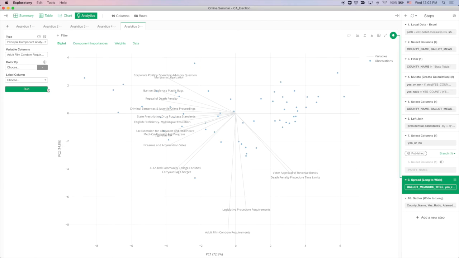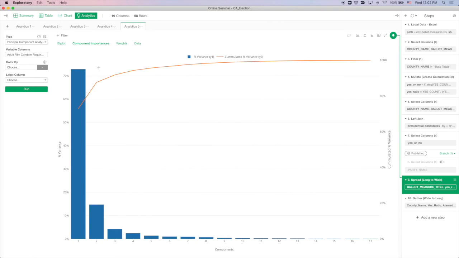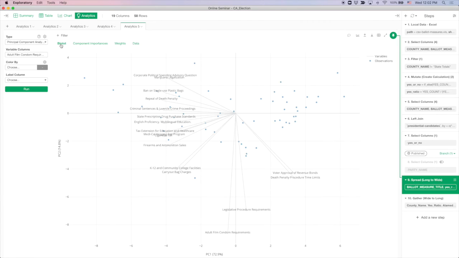Combining these two, we can go to the component importance. We have 87.6% of the variance of the original data. So that's pretty good. It's almost 90% presented in this two-dimensional X and Y space. And now each measure has a line.